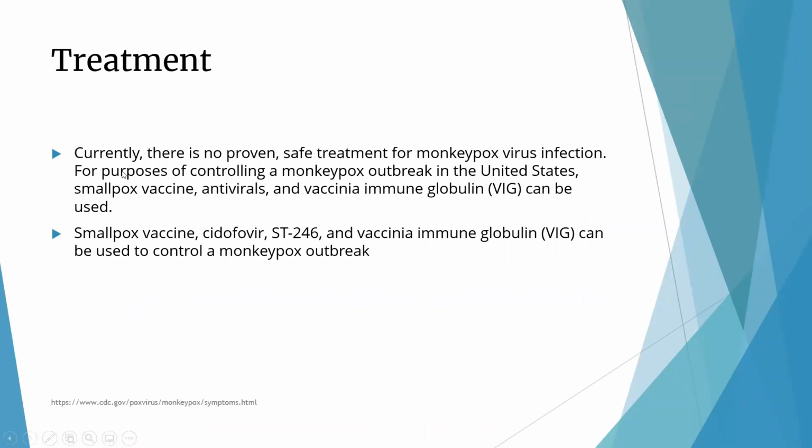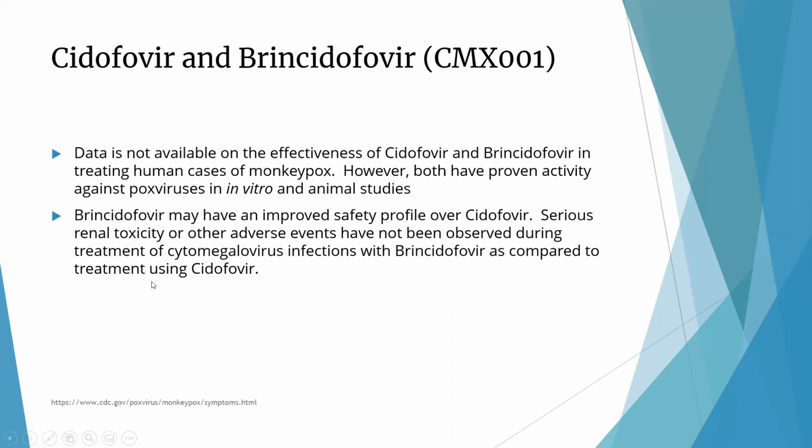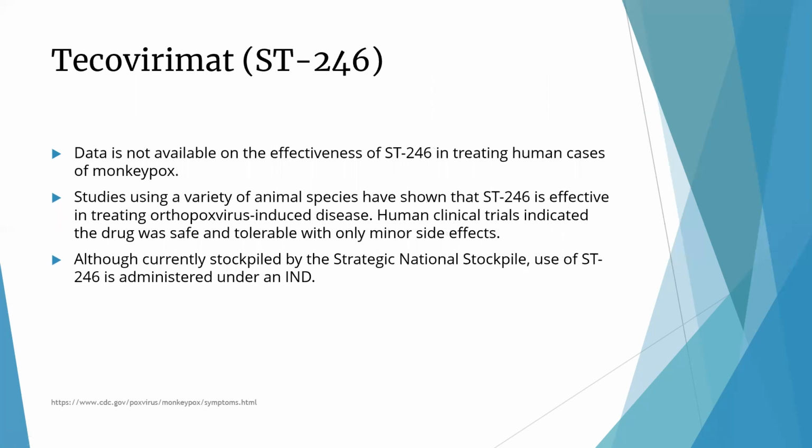For the treatment, currently there is no proven and safe treatment for monkeypox. Supportive treatments with smallpox vaccines, antivirals, and vaccinia immunoglobulins have been used. These drugs, cidofovir and other antivirals, have been used, but there is no data available on the effectiveness of these in treating human cases. And serious renal toxicity has not been observed during the treatment of other infections, but this is still under study.